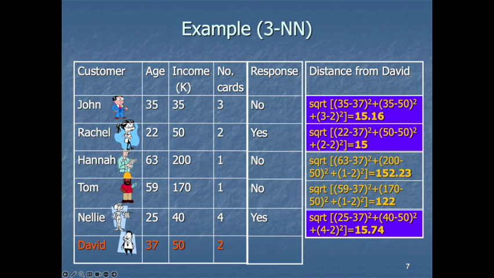So we have 15.16 and 15, which are close. What is the next closest one? Between 150, 122, and 80, it's 80. Even if it were 121, it is still the closest, because we want to find the three nearest neighbors. So you have to write all the distances: distance 1, distance 2, distance n, and find the k distances that are smaller than the others.